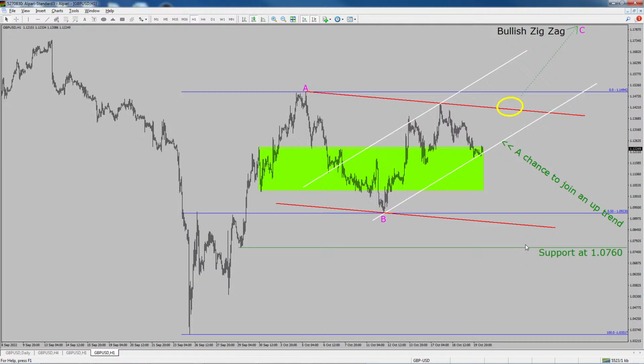So we have the support, and as long as market is staying above the support area, to me it is an uptrend. For those who are interested in buying, here would be a nice spot. Price is hovering inside the buy zone, so this is a chance to join an uptrend.